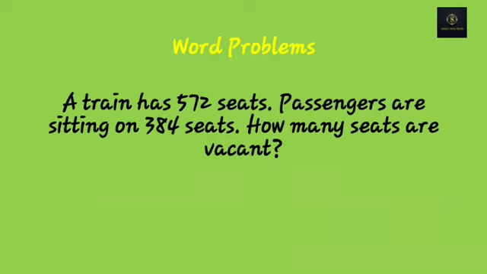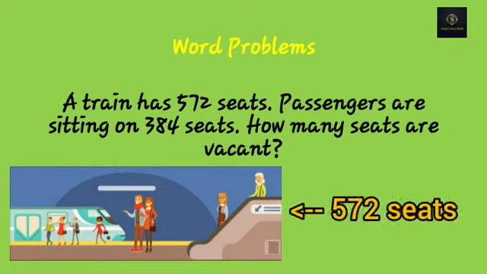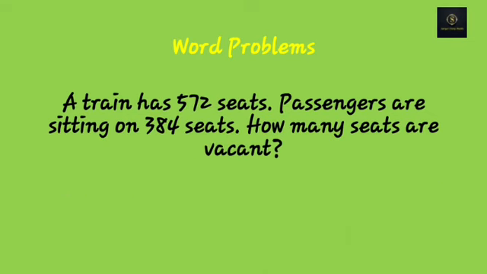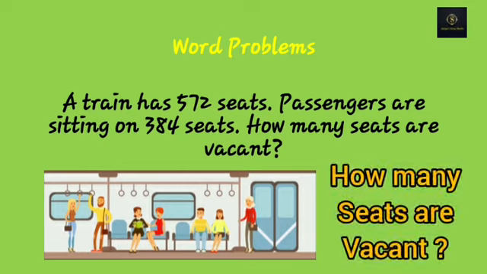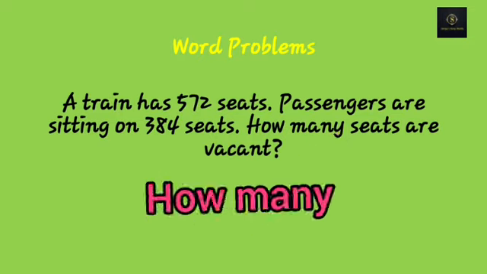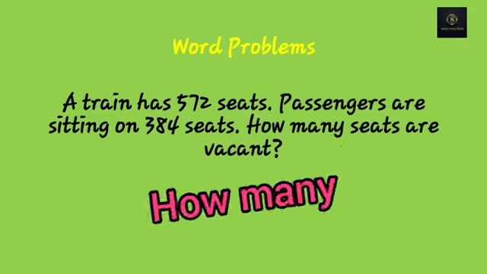So, vacant means where no one is sitting. That is, seats are empty. See children, a train has 572 seats. Among that, 384 passengers are sitting on the seats. So, how many seats are remaining empty? That we have to find out. So, in this word problem, the word how many implies we have to do subtraction.